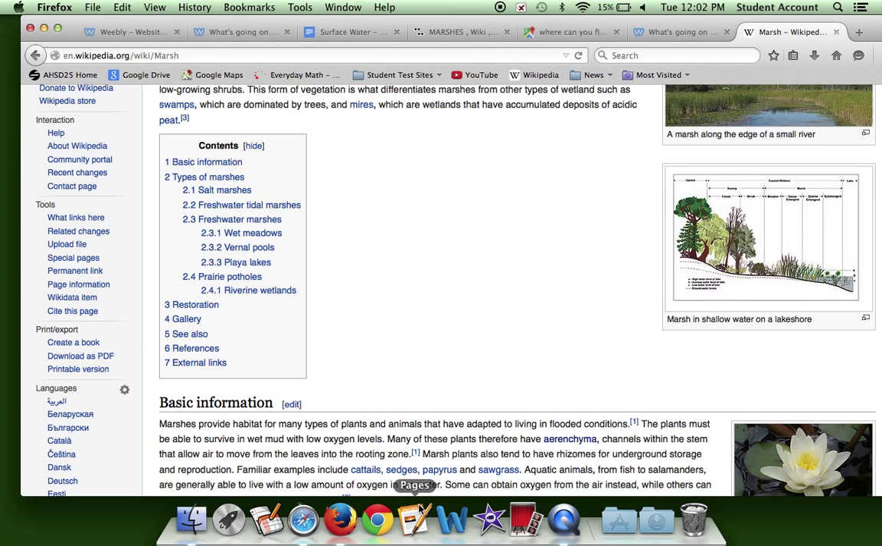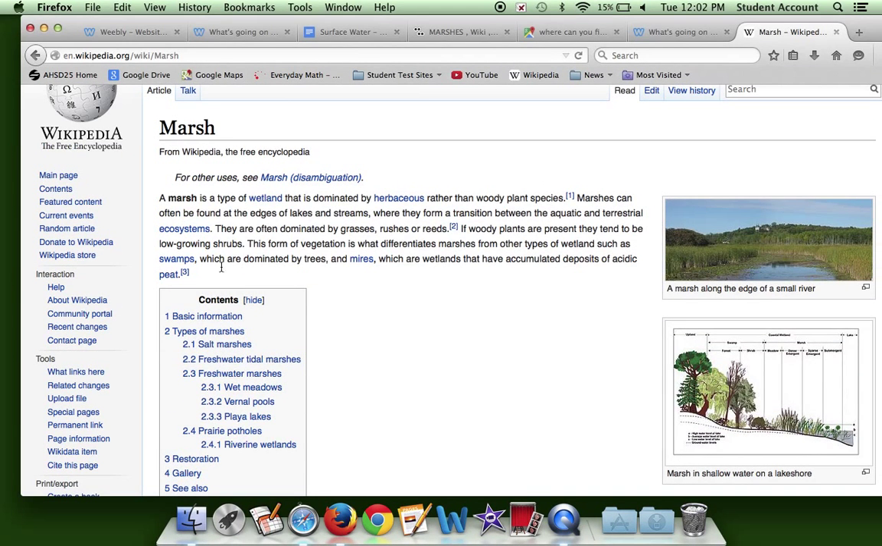Also I wanted to show you marsh down here, this form of it. They are often dominated by grasses, rushes, or reeds. If woody plants are present, they tend to be low-growing shrubs. This form of vegetation is what differentiates marshes from other types of wetlands, such as swamps, which are dominated by trees, and mires, which are wetlands that have accumulated deposits of acid and peat. Peat is roots and stuff under the ground that will pick up and store water for plants.